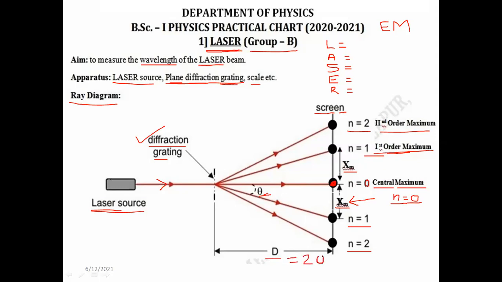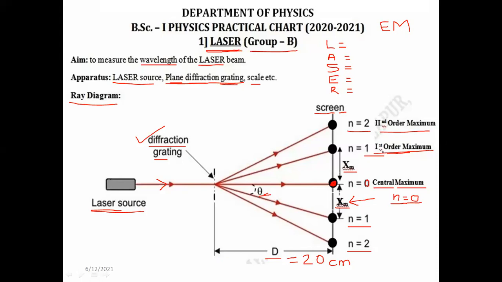Okay, I am giving you an example. Suppose capital D is equal to 20 centimeter. What is D? According to this ray diagram, D is the distance between the screen and the diffraction grating. And the small distance, that is capital X suffix m, is the distance between the central maximum and the first order maximum.